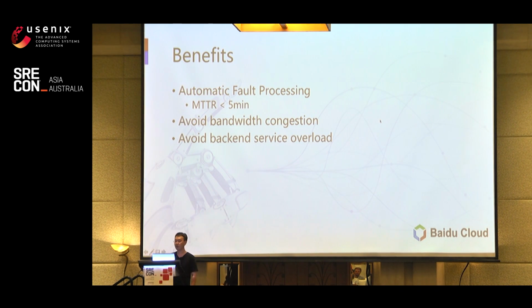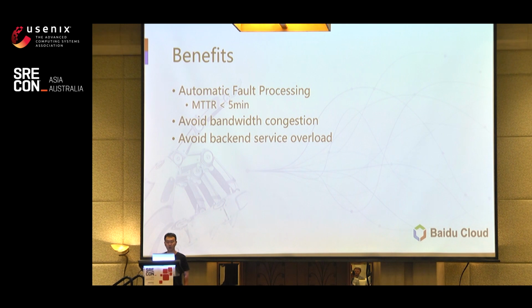Okay, so above are the automatic network failure detection system and the automatic traffic scheduling system we designed to handle internet connectivity failures. Based on the two systems, we get the following benefits. First, we can automatically handle internet connectivity failures without manual operation. The average recovery delay is less than 5 minutes, and failure detection delay is less than 1 minute.